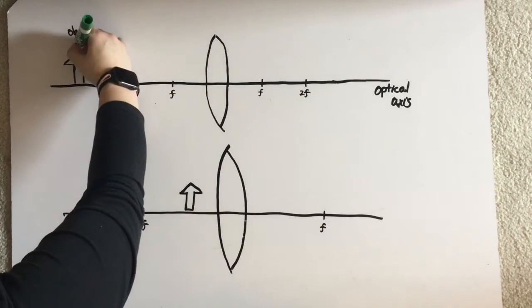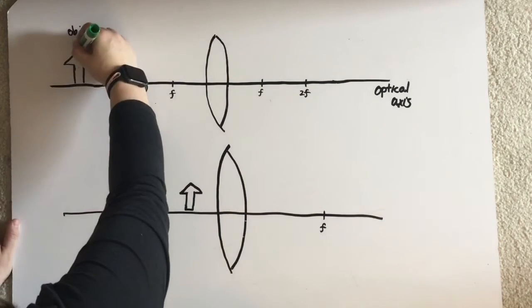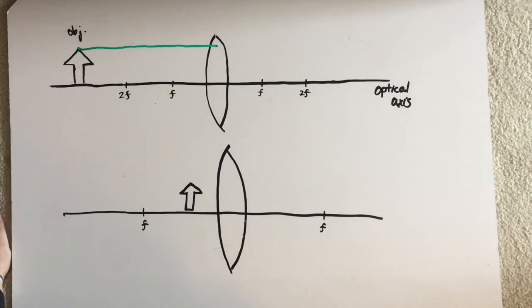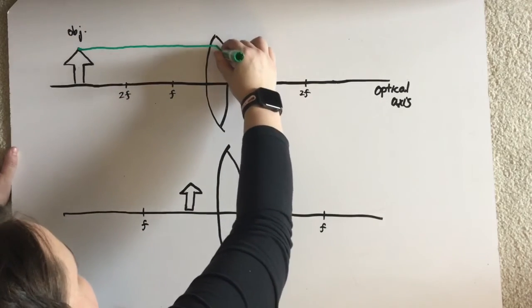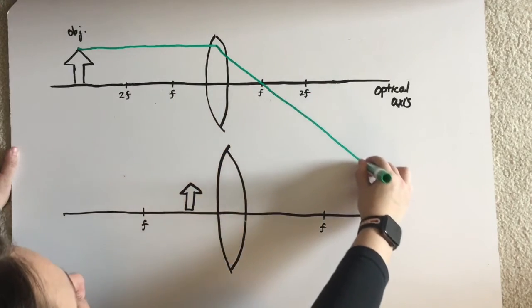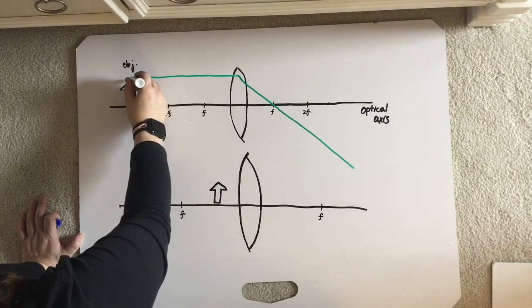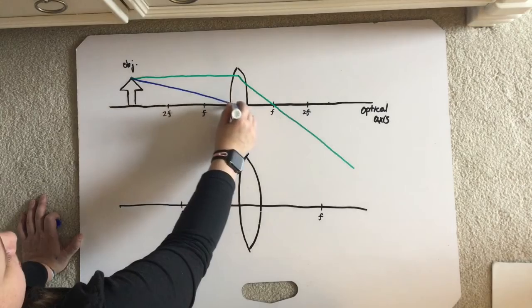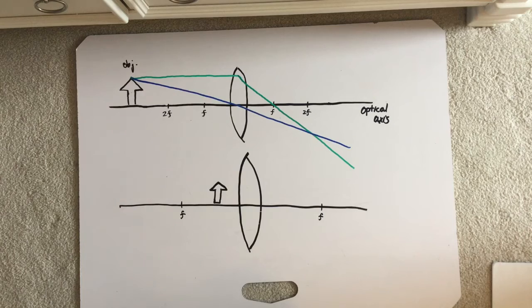All of these rays are going to start at the very top of the object. What we're going to do is we're going to take this ray. Our first ray is going to come parallel. It's going to go parallel until it hits the center of the lens. And then it's going to go right through the focal point. Our second light ray is going to go right from the top here. That's going to pass through the middle of the lens and emerge on the other side.